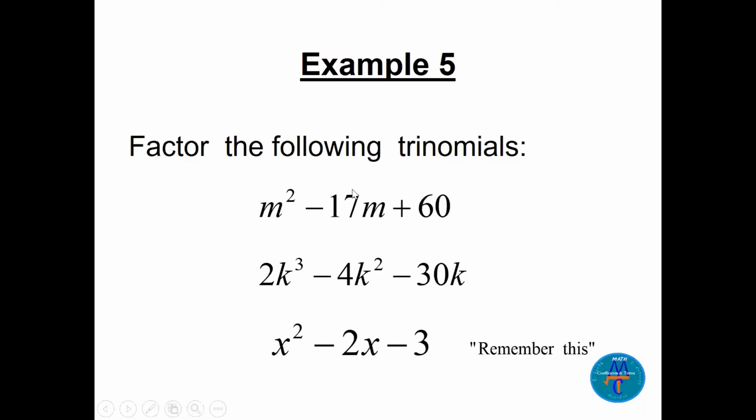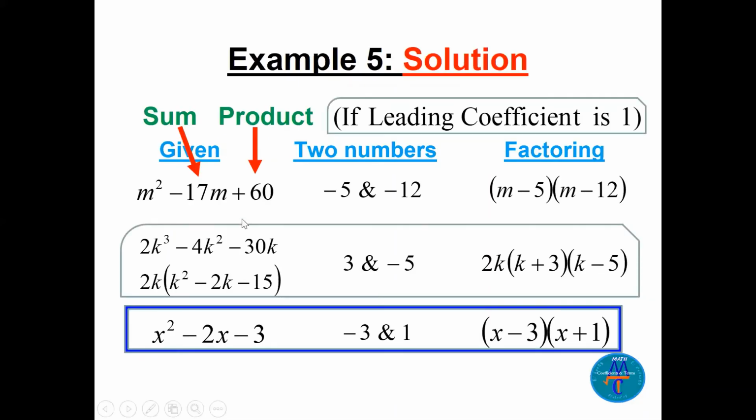Try to think here, please. Find two numbers. Their sum is minus 17 and their product is 60. That means the two numbers are negative, because when you add negative and negative, you get negative, and when you multiply them, you get positive 60. So the numbers are minus 5 and minus 12. The answer is m minus 5, m minus 12.